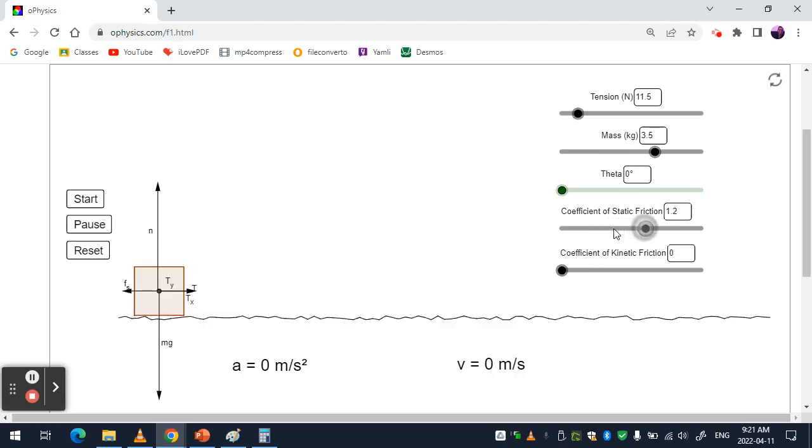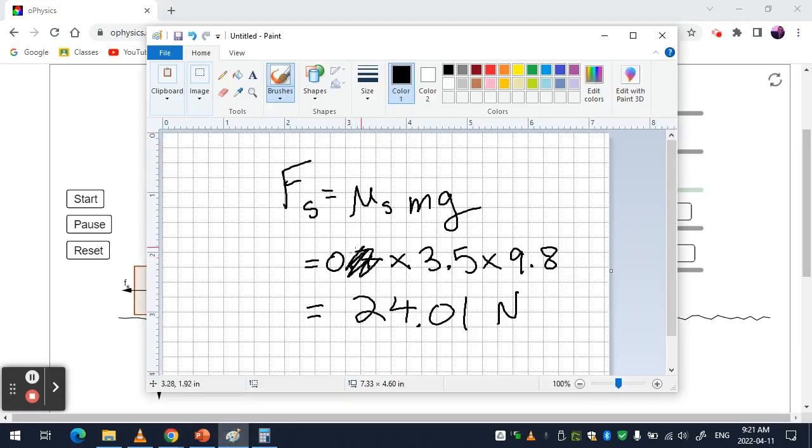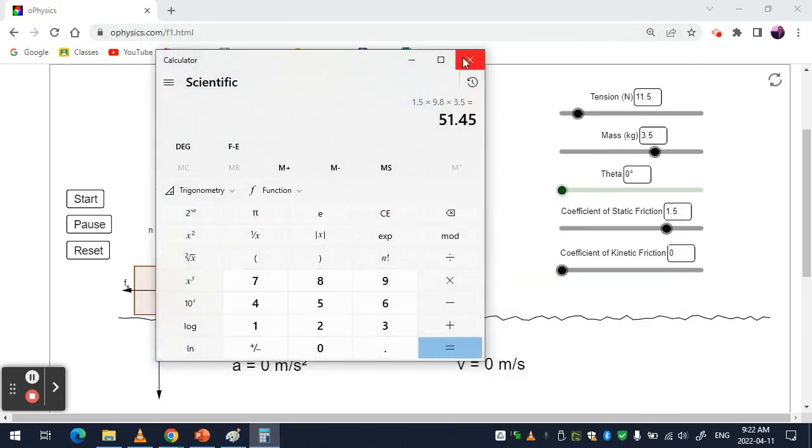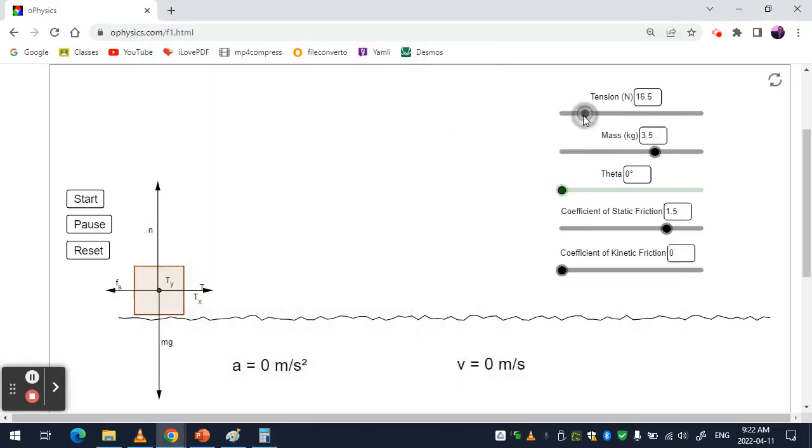How about if I increase it to 1.5? Do you think I'm going to need less applied force, same or more? Yeah, it's getting rougher. I need to apply more force. So what do I do now? Instead of 0.7, I use what? 1.5. Okay, how much is that? 1.5 times 9.8 times 3.5. I need to up it to what now? About 52 newtons. All right. 52 newtons.